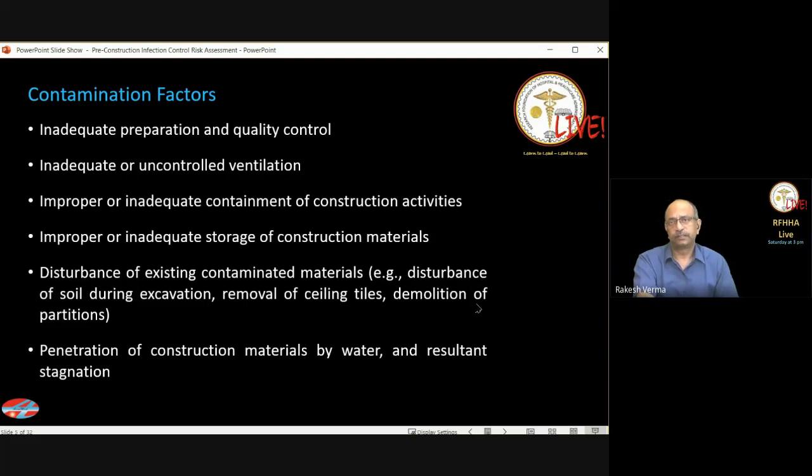Penetration of the construction material by water and resultant stagnation. This is again a common issue leading to seepages. So when you have construction going on the upper floor, the lower floor lots of times faces this seepage and the moisture coming into the patient care areas. And this moisture will lead to many other problems that we will see during the course of this presentation.